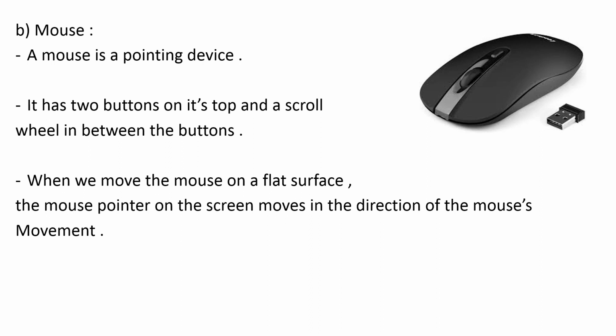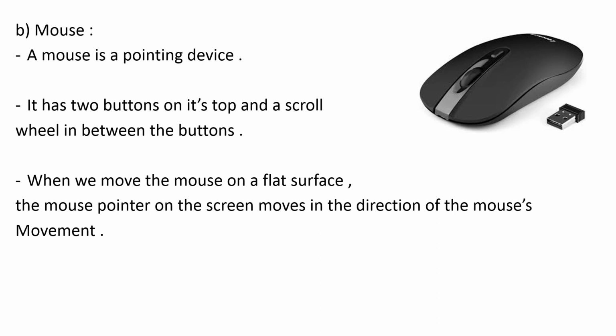Okay, it has two buttons on its top and a scroll wheel in between the buttons, and that scroll wheel is used for moving your page downwards or upwards. As you will notice on the screen, one image is there. One scroll wheel is situated between the two buttons of the mouse.